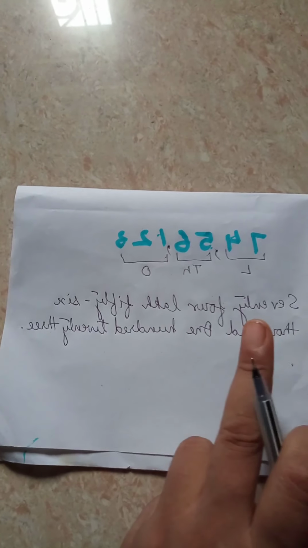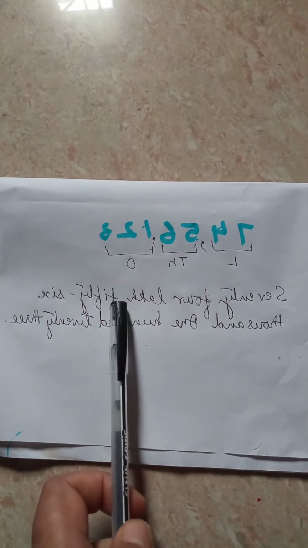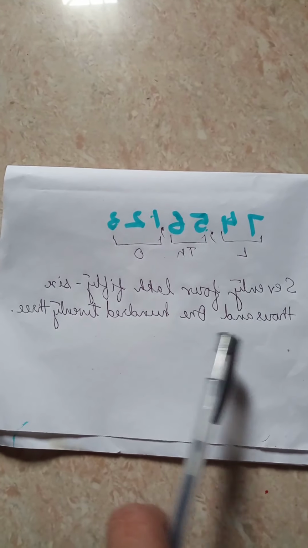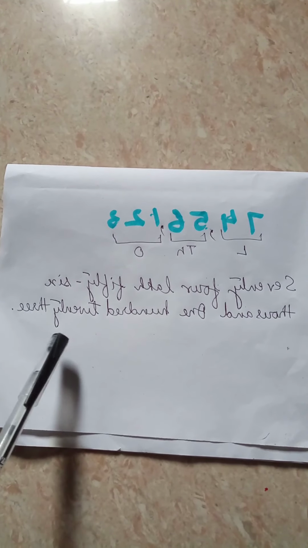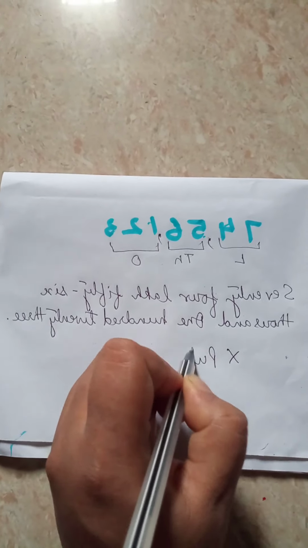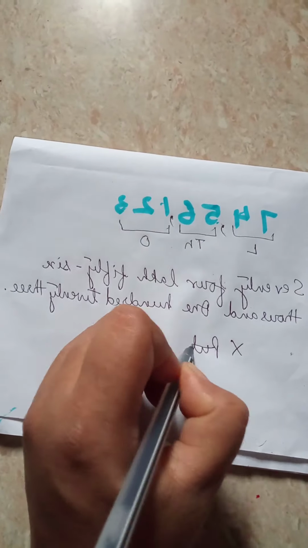So whenever you are writing this in word form, it should be 74 lakh, not lakhs. 56,000, not thousands. 123, not threes. You should not be using the plural form.